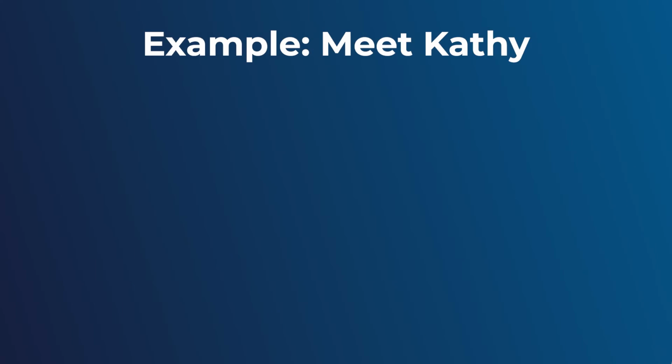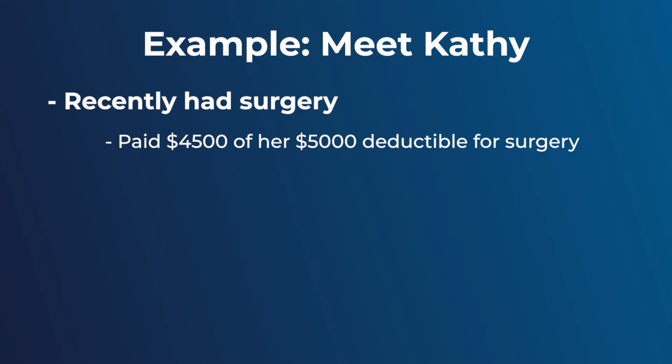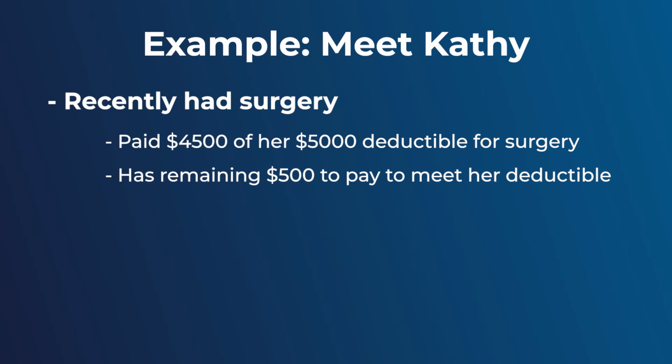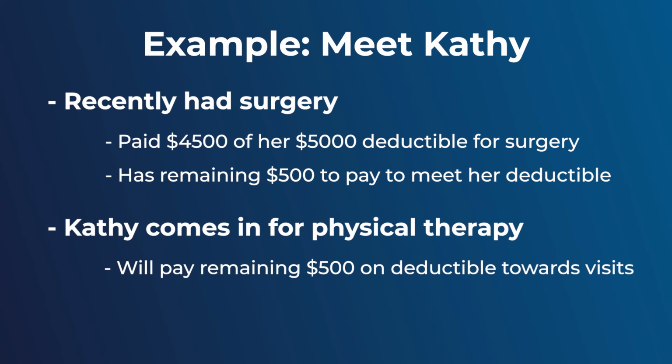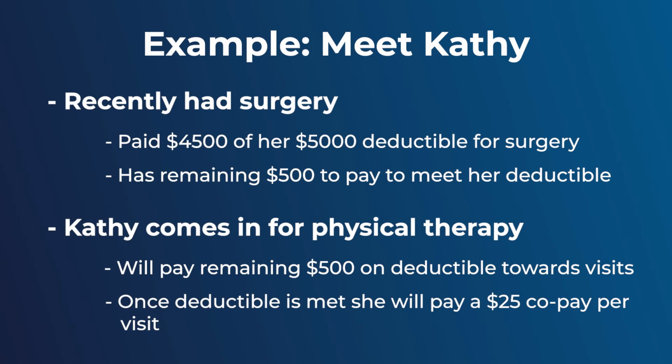Now I'm going to go over an example of a deductible and a copay and how they correlate together to get your out-of-pocket costs. So we are going to use Kathy as an example, and she just had surgery. And after that surgery, she had met $4,500 of her deductible. Well, her deductible is set at $5,000. So with $4,500 met, she has a remaining $500 to meet. So once she comes in for physical therapy, she will continue her visits until she reaches that $500. Once she hits that, she will qualify for her $25 copay for the rest of her visits.